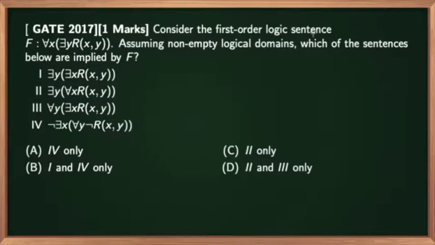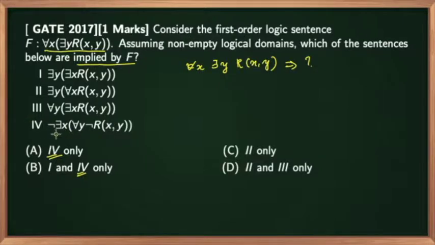Consider the first order logic sentence F: for all x there exists a y R of x y. Assuming non-empty logical domains, which of the following sentences below are implied by F? So the question is for all x there exists a y R of x y implies what should be on the right side. Now if you see the choices, I have 4 here, right? So maybe I can see whether 4 is valid, then I can remove C and D.